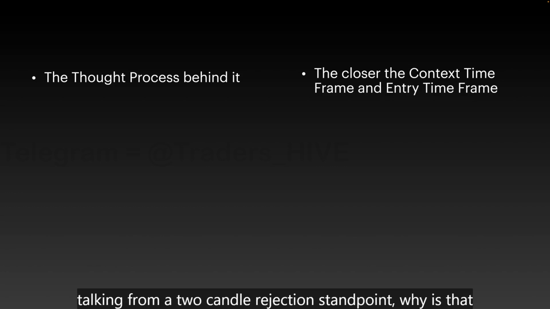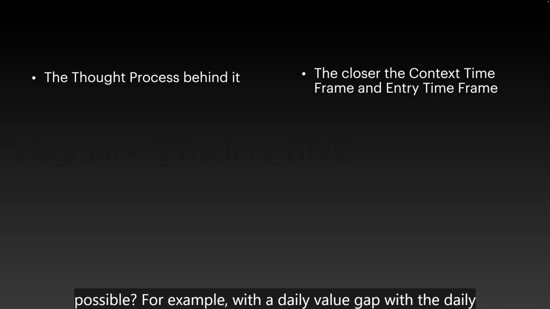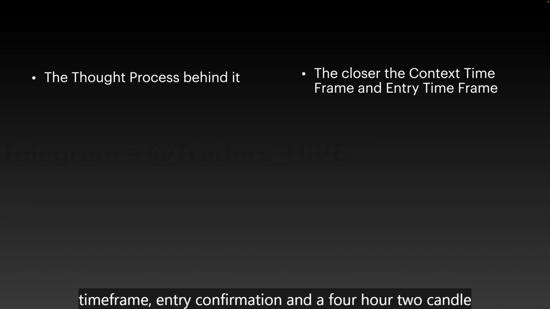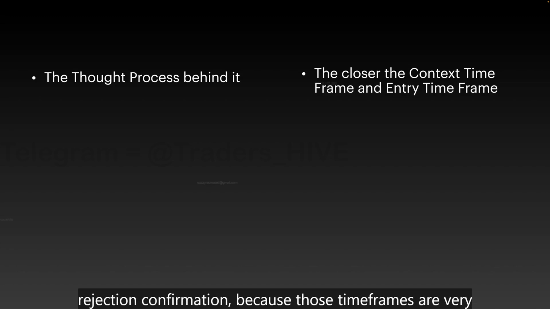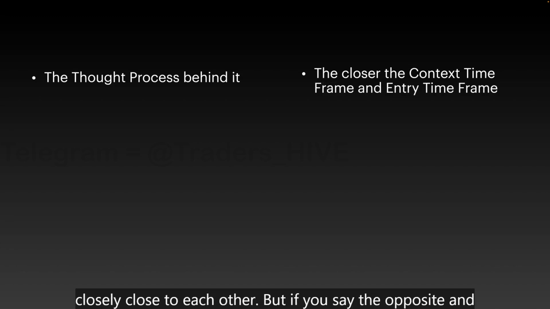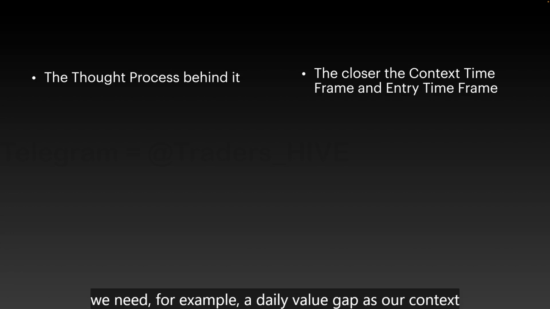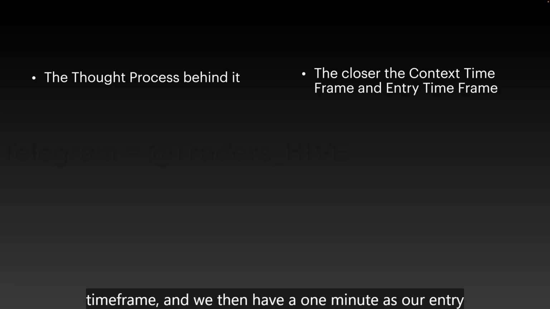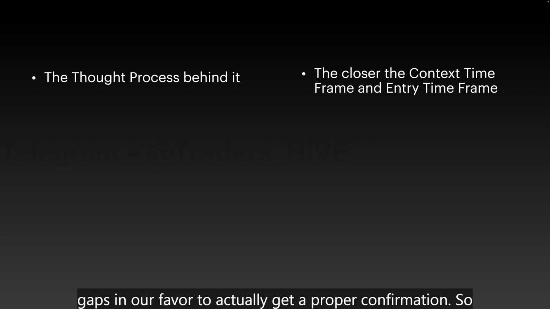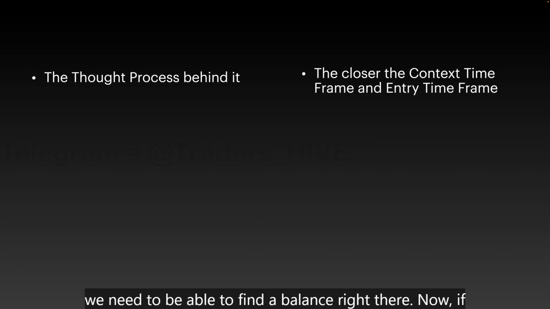So if we're talking from a 2-candle rejection standpoint, why is that possible? For example, with a daily value gap, with the daily time frame entry confirmation and a 4-hour 2-candle rejection confirmation, because those time frames are very close to each other. But if you say the opposite, and we need, for example, a daily value gap as our context time frame, and we then have a 1 minute as our entry time frame, we are going to need a lot of fair value gaps in our favor to actually get a proper confirmation. So we need to be able to find a balance right there.